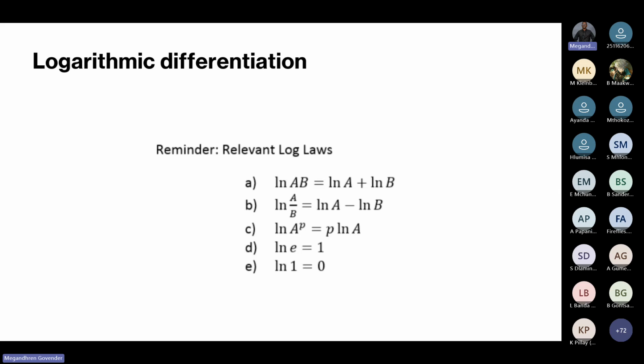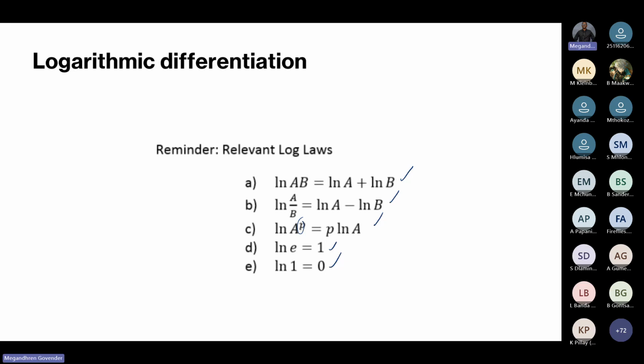So for example, let's go back to school, way back to grade 10. These are the log laws, but as applied to natural logs. We know this. ln of a product is the sum of these, ln A plus ln B. So these are pretty straightforward. This is the power law, the power drops in front. ln of e is 1 and ln of 1 is 0. These are basic laws that I introduced you to 2 months ago, I think.